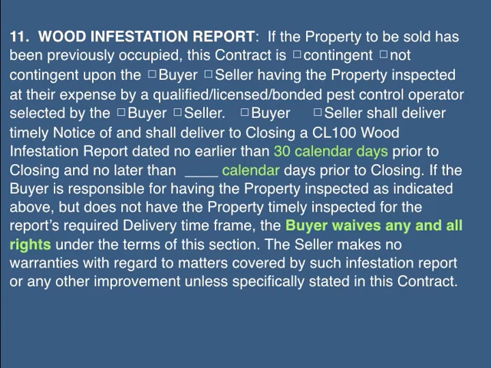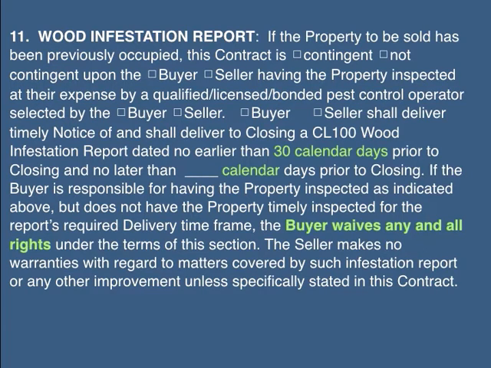So then if it is contingent, then they would have the buyer or seller having the property inspected at their expense by a qualified licensed bonded pest control operator selected by the buyer or seller. So you're going to decide who is going to pay for it and who is going to select the inspector, the CL100 termite guy. Is the buyer or seller going to pay for it? That's the first one, buyer or seller. And then the second is who is going to select it, buyer or seller. Typically, what you see is if the buyer is paying for it, the buyer selects it. If the seller is paying for it, the seller selects it.